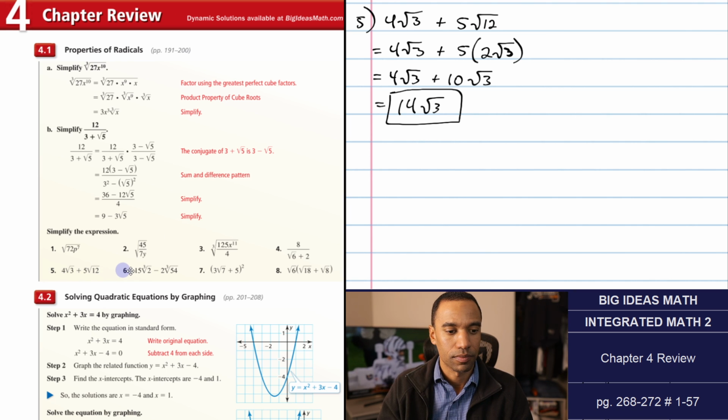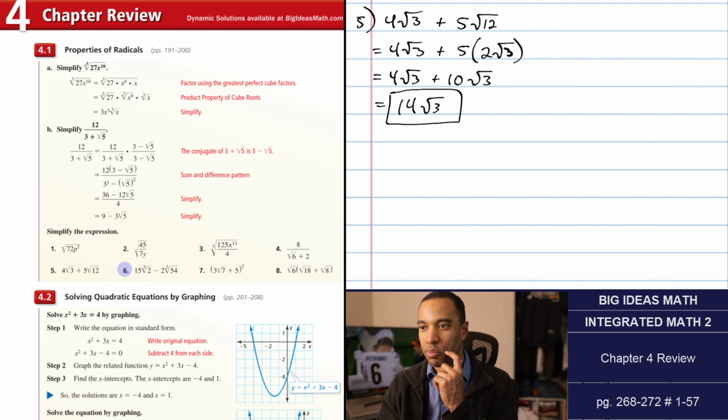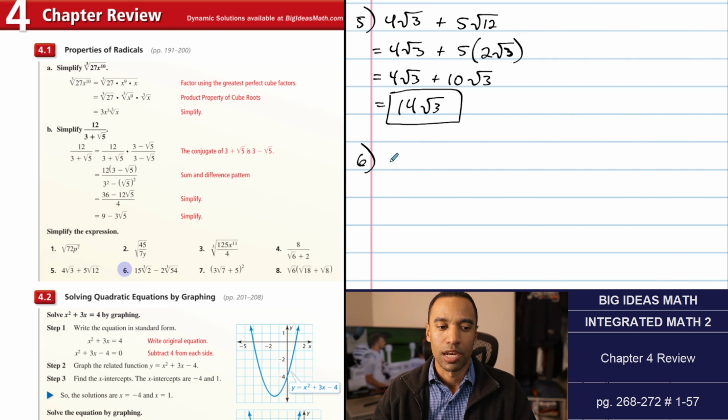Number 6. Same kind of problem, but with cube roots and a subtraction. Number 6, 15 times the cube root of 2.